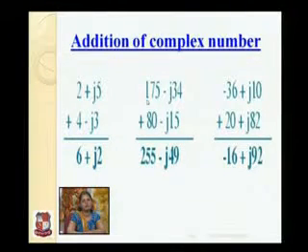Same way, another two vectors are given: 175 minus j34 plus 80 minus j15. So it is 255 minus j49. Same way for the third example, minus 36 plus j10 and 20 plus j82. Two vectors are given. Make the addition of real part. So minus 36 plus 20, here it is minus 16, and 10 plus 82, so here it is plus j92.